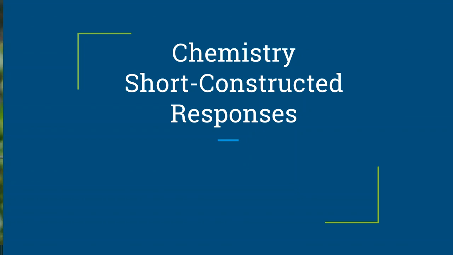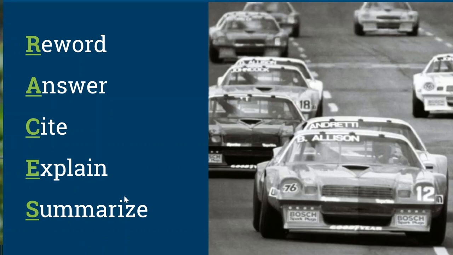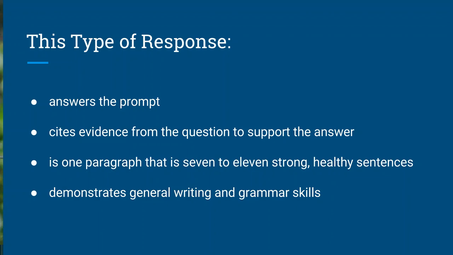This lesson is to teach you how to better answer short constructed responses for the future lessons in this course. We're going to use the RACES model, and RACES stands for R for reword, A for answer, C for cite, E for explain, and S for summarize. This type of response answers the prompt, cites evidence from the question to support the answer, is one paragraph that is 7 to 11 strong, healthy sentences, and demonstrates general writing and grammar skills.